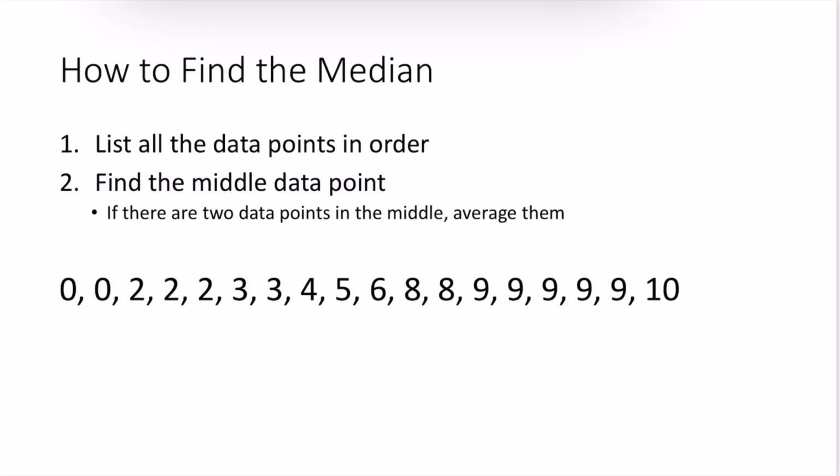Okay, so in one of our earlier videos, we talked about how to find the median, which measures the center of the data. The way you find the median is you list all of the data points in order, and then you find the data point that's in the middle. And if there's 2 data points in the middle, then you find the number that's in the middle of those by averaging them.